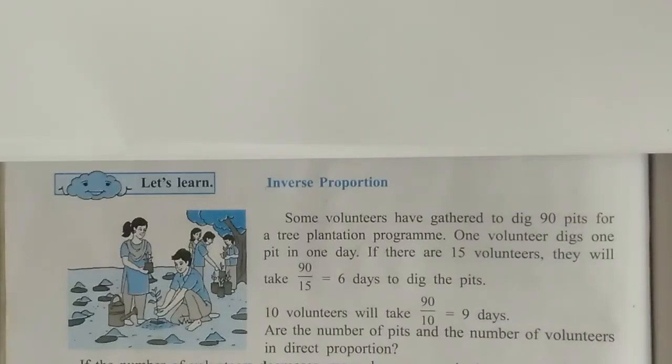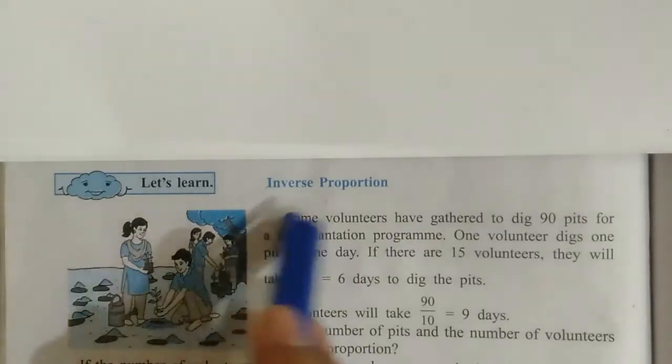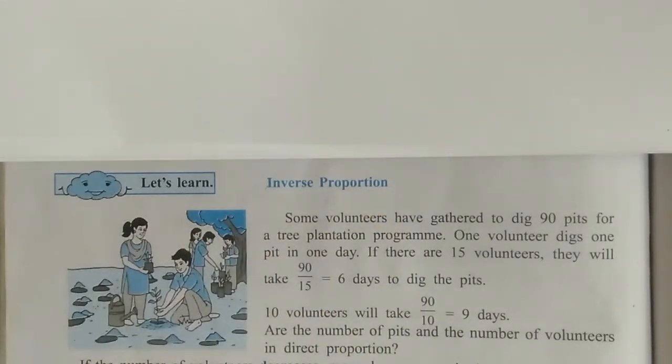In the previous video we have completed practice set 37. Now in this video we will start the next topic, inverse variation. See, one example is given in your textbook.